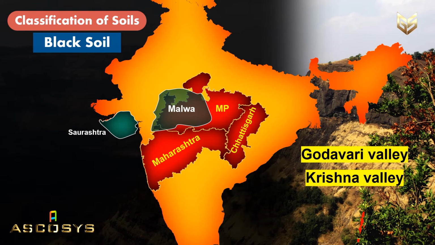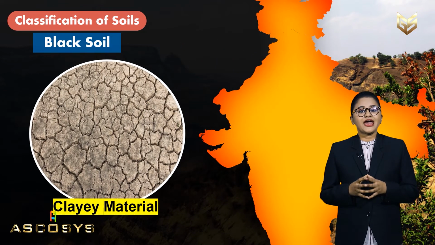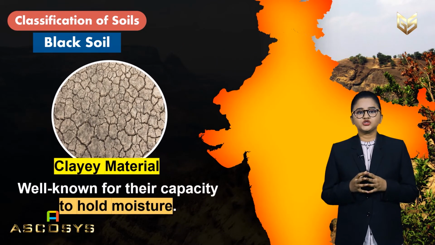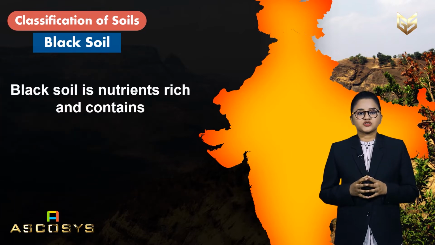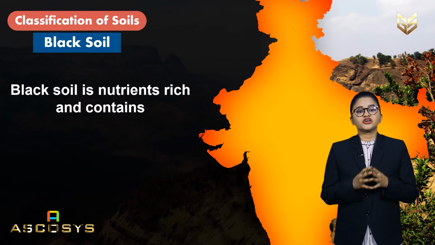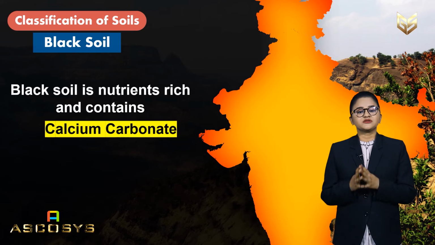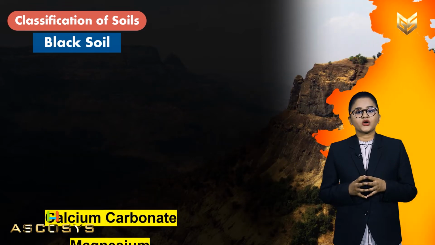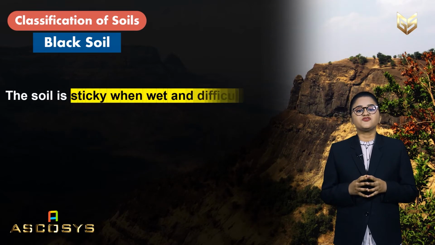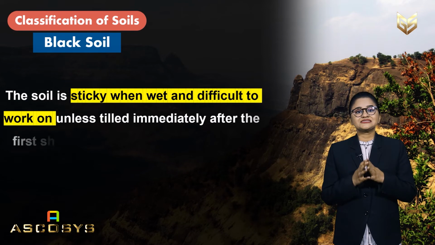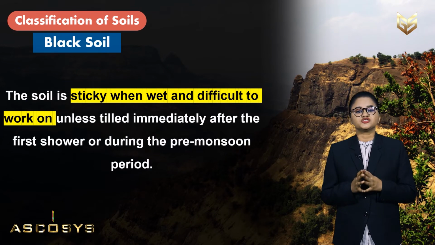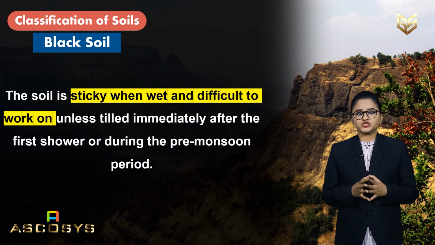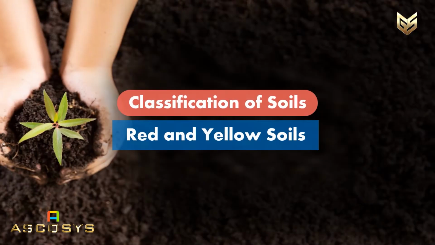The black soils are made up of extremely fine, that is clay, material and are well known for their capacity to hold moisture. Black soil is nutrient rich and contains calcium carbonate, magnesium, potassium and lime. This soil is sticky when wet and difficult to work on unless tilled immediately after the first shower or during the pre-monsoon period. The next soil in our line is red and yellow soils.